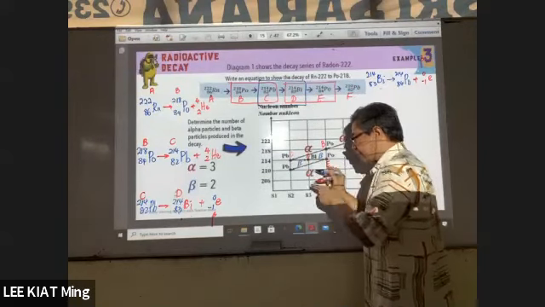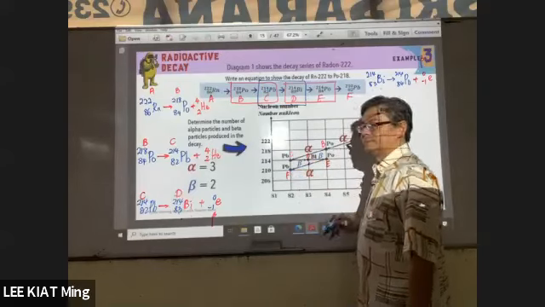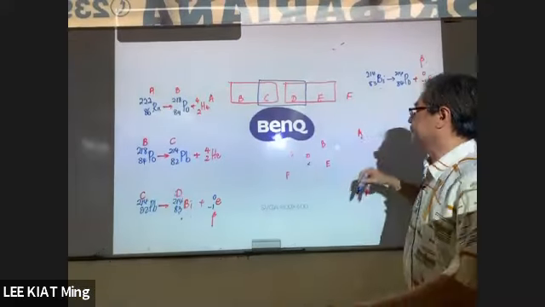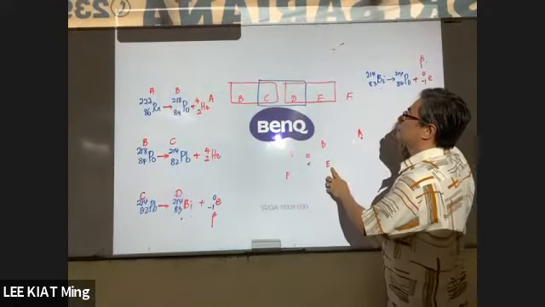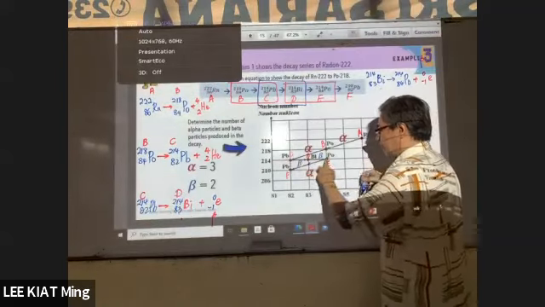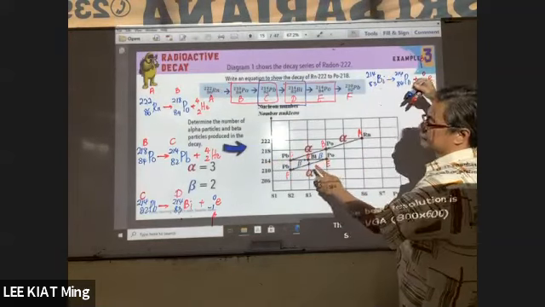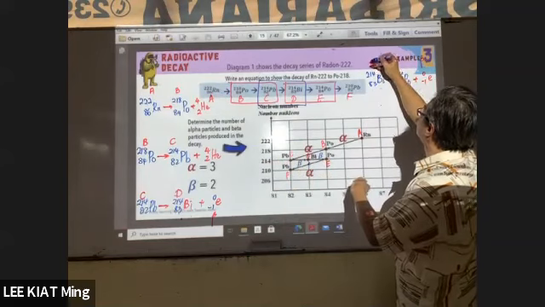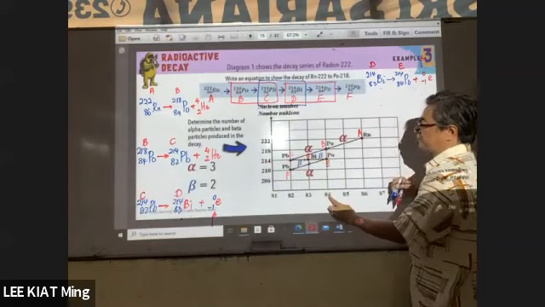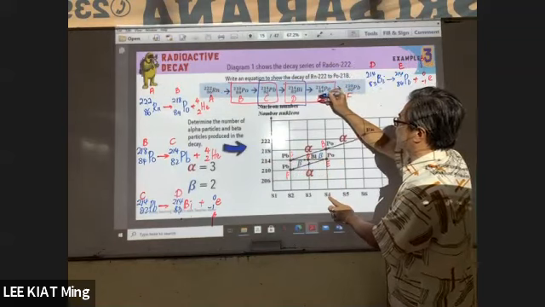It doesn't stop there. You see the arrow here? So E goes to F. This is the last one. You can check E, correct or not? E carries 214. Then let's check. E carries 214 and 84. This is D, this is E. 214 and 84. Yeah, E, 214 and 84. Okay, now we go to F.